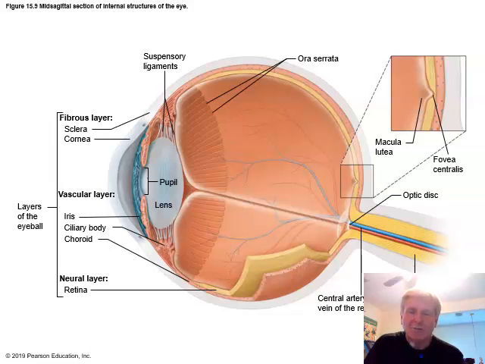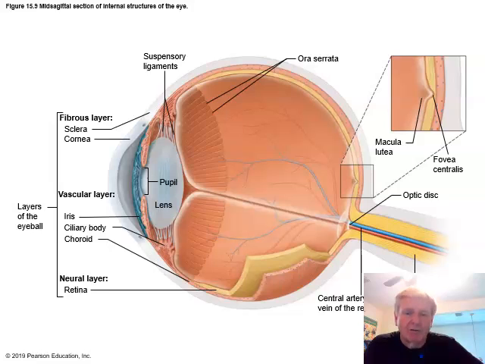This area is responsible for our acute vision, our ability to see fine detail. If you've ever heard the term macular degeneration, this is the area that deteriorates. Very important area because this is where our ability to see clearly occurs. Okay, so anyway, I just wanted to show you what some of these structures are.